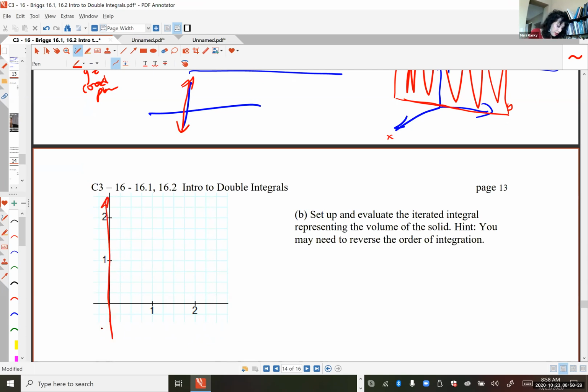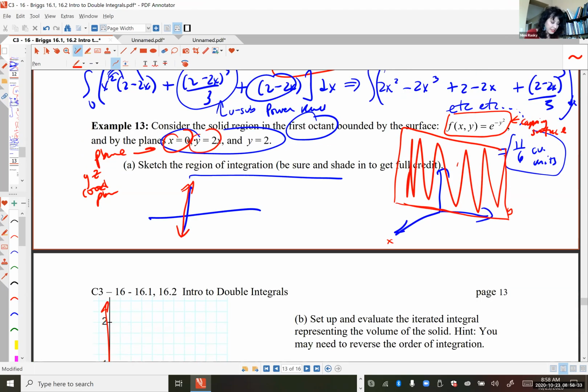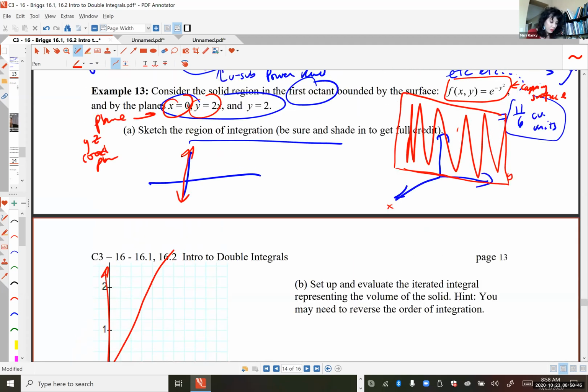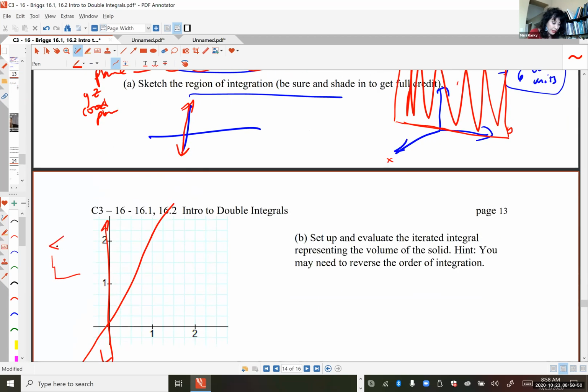So here you're going to graph x equals 0, and then the other planes: y equals 2x, that's a plane. You know that's just going to be a plane that is diagonal, right? So it's going to look something like that. There's y equals 2x, and then y equals 2. That's just a horizontal line, but in 3D it would be a plane.